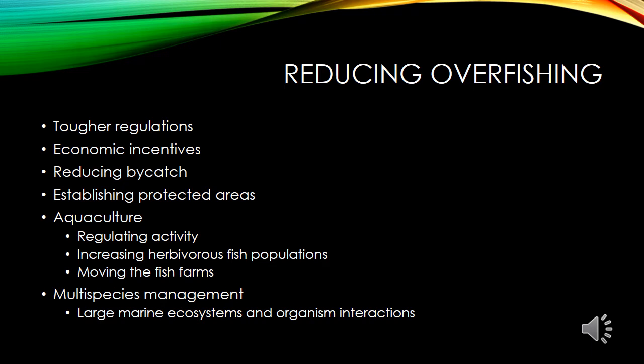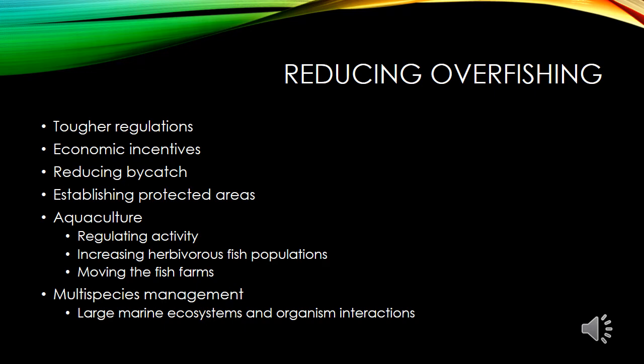We also want to increase types of herbivorous fish. You don't want predatory fish to be in these aquaculture areas. Herbivorous fish are fish that feed on usually kelps, more aquatic plants that can be used to help maintain these ecosystems.